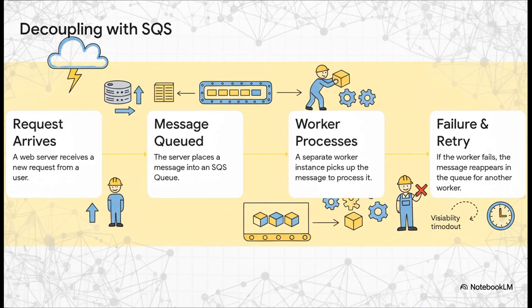So the first step is to break those tight dependencies. And one of the most powerful ways to do this is by decoupling your components with a service like Amazon SQS, the Simple Queue Service. Just think of it like a digital mailbox that sits between different parts of your app. Instead of a web server directly telling a worker to do something, it just drops a to-do message in the SQS queue. Then a separate worker comes along and picks it up. Now, here's the magic. If that worker instance crashes halfway through its job, the message isn't lost. It just pops right back into the queue, ready for another healthy worker to grab it and finish the job.